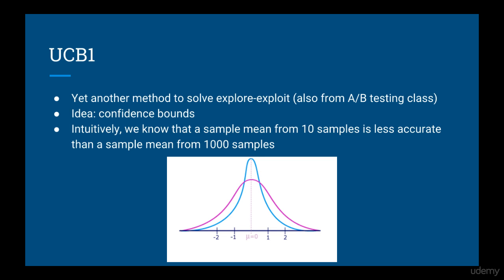Intuitively, you know that if we collect 10 samples and take the mean, this is not as accurate as when you collect 1,000 samples and take the mean. If you were to draw a confidence bound around each mean, you would draw a much wider bound around the 10 sample mean and a much skinnier bound on the 1,000 sample mean.